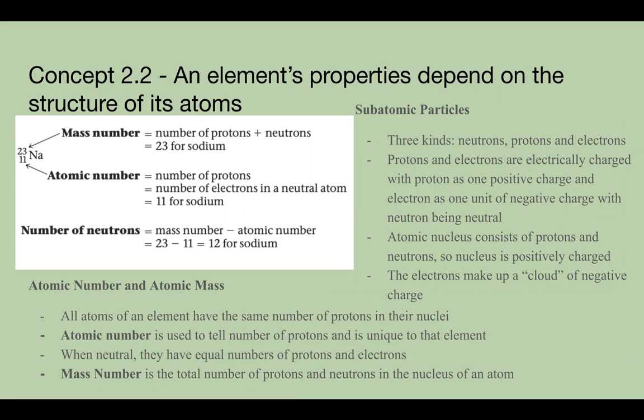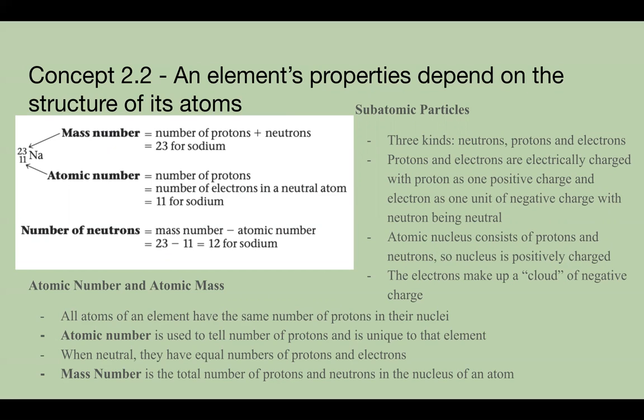Now, subatomic particles, super important, influence so much of the world. There are three kinds: neutrons, protons, and electrons. Protons and electrons are electrically charged. Protons have one positive charge, and electrons have one negative charge, and the neutrons, hence the name, are neutral. So the atomic nucleus is where the protons and neutrons are stored. And so the nucleus is positively charged because neutrons are, again, neutral. The electrons make up a cloud of negative charge. And so we'll get more into that later about what that specifically means.